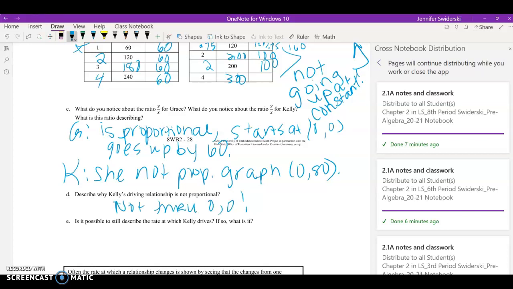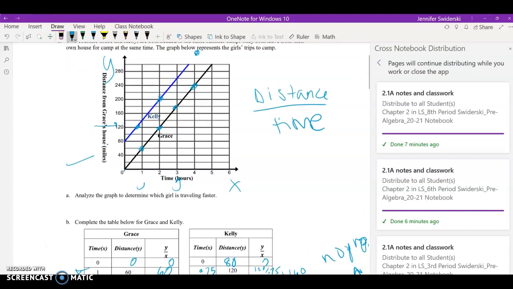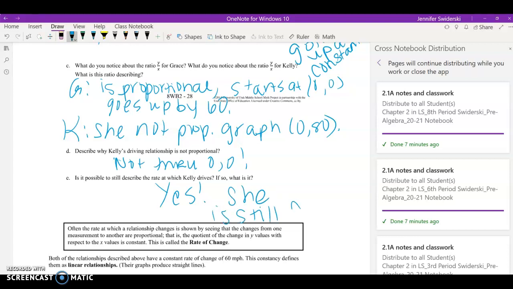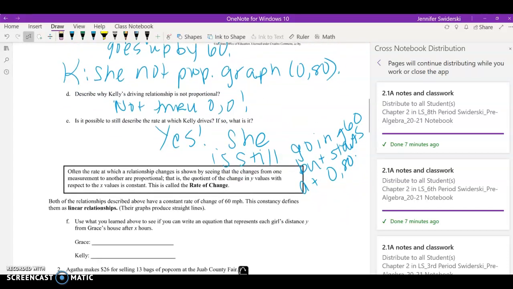Okay, is it possible to still describe the rate at which Kelly drives? If so, what is it? She's still going up at the same rate as our friend Grace. She's just starting farther from home or closer to our destination. So yes, she is still going at the same speed, which starts at 80 or at 0, 80.